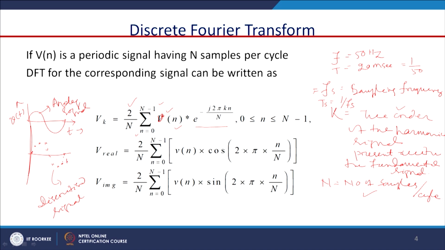I can write here kT. At a certain time interval we are basically sampling it, so we call it kTs. This small t is represented by kTs, and along this y axis we have v small n.